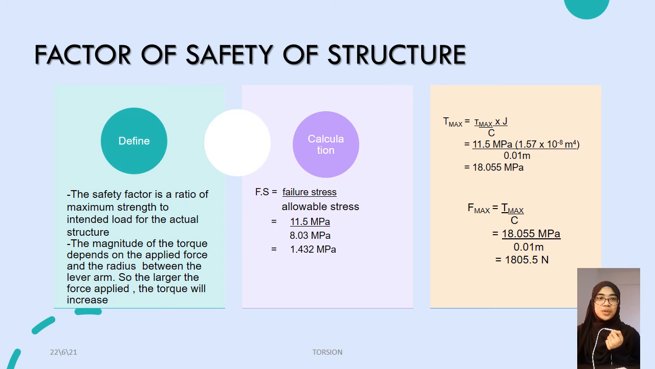So now we know that the magnitude of the torque depends on the applied force and the radius between the lever arm. So the larger the force applied, the torque will increase. Therefore, we assume that the applied force can result to zero torque if there is no lever arm or the applied force parallel to the lever arm.